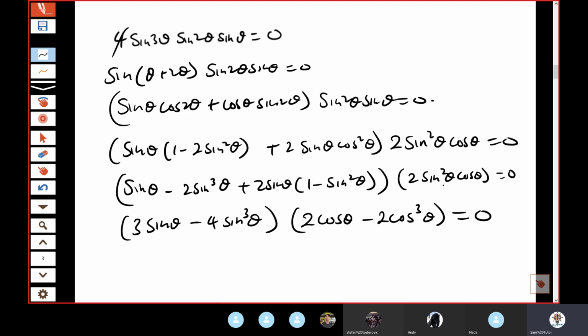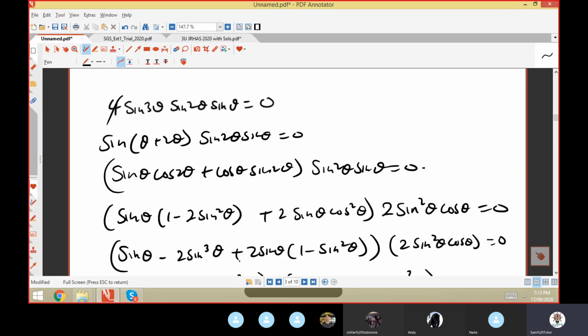I just changed sine squared to 1 minus cos squared, and now I've got 2 brackets equal to 0. I'm done. So I'm going to pause there first. Have a look. I was trying to avoid that, but unfortunately, I'll look at the solution. Maybe I missed something from the "hence."